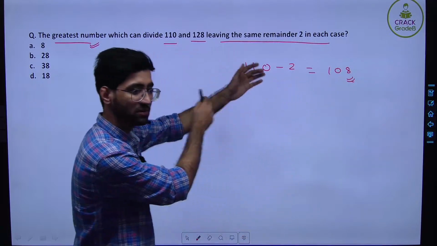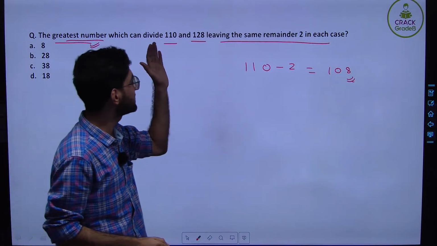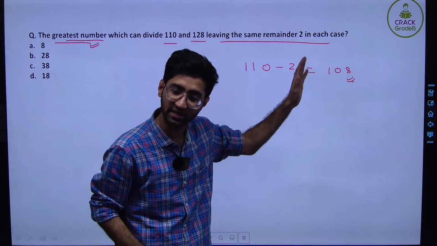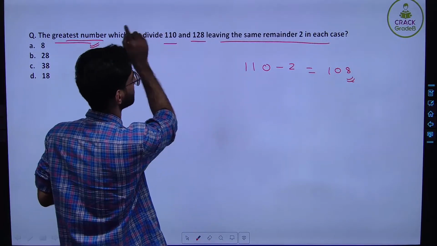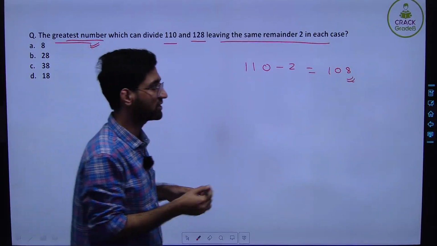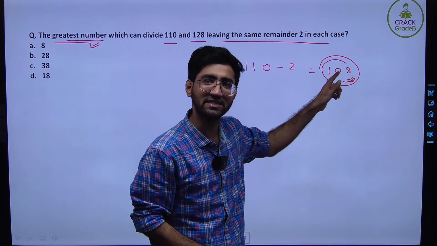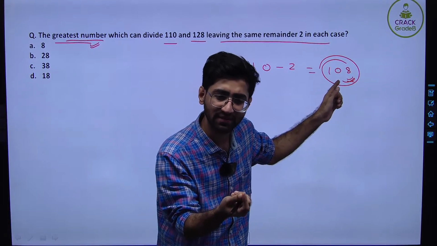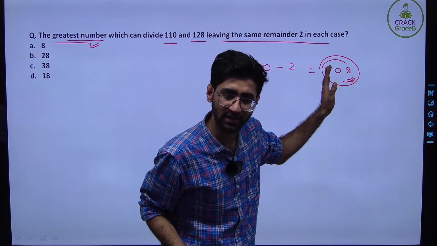So try to understand for now that if you have to find the greatest number which can divide 110 and 128, leaving the same remainder 2 in each case, it means that if you divide these two numbers by that number, you get remainder 2. So why not subtract 2 from this number? It will be 108, and now that greatest number will be able to divide it completely. Earlier when it was 110, it was leaving remainder 2. So let us subtract 2, and now it will be able to divide completely, right?